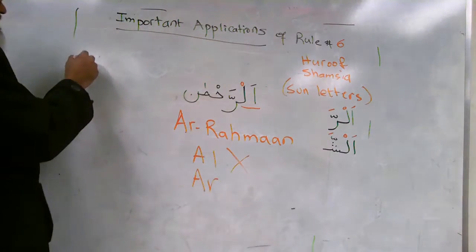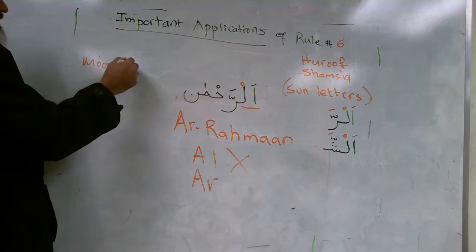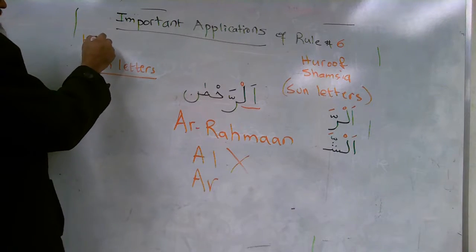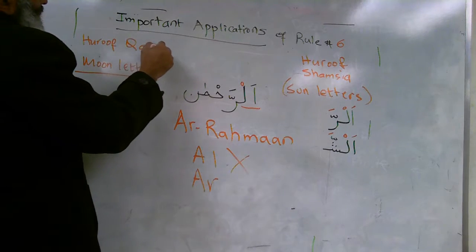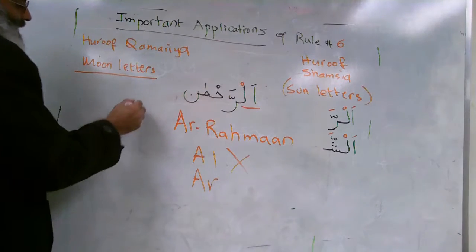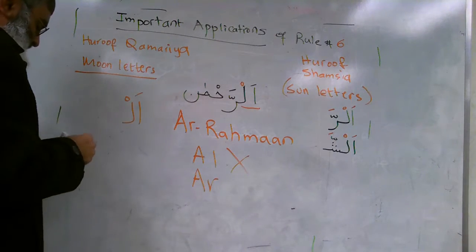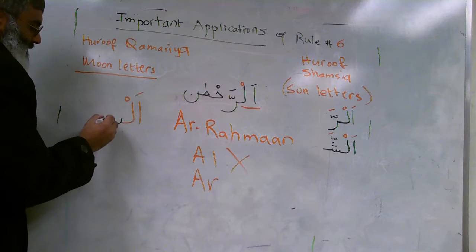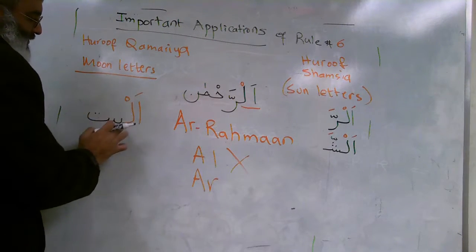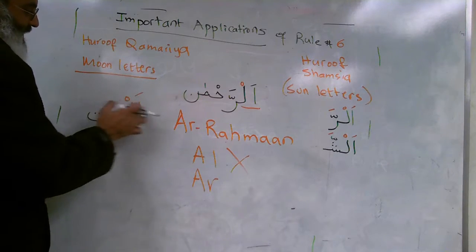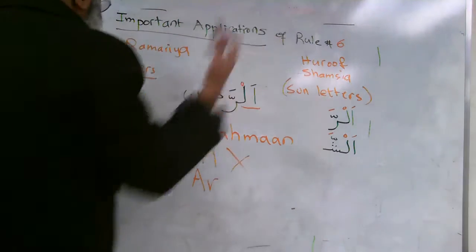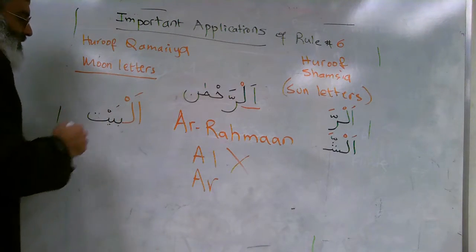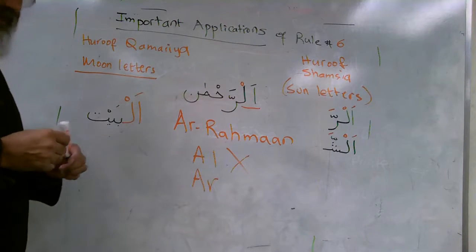And to counter this, we also have another set of letters in Arabic. They're called moon letters or huruf qamariya. They come after al, but they don't have shadda. So al-bayt, for example. Now lam has sukoon, the letter after is ba, it doesn't have shadda, so you're not going to apply rule number 6 anyway. As a result, this would be read as al-bayt. So you pronounce lam very clearly.